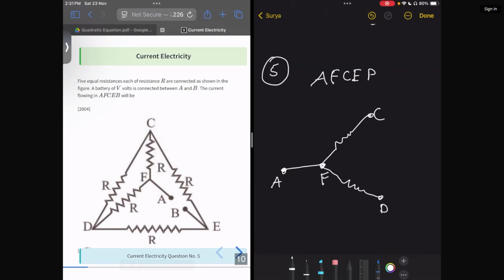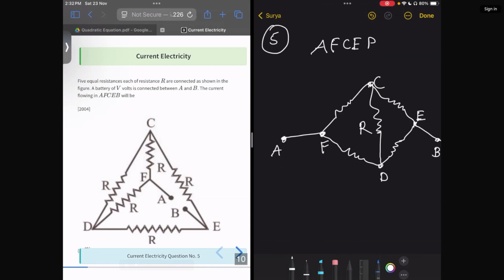From A to F, there is a R. From F there is a C and there is a D. Then C to E, there is a R. Okay, from C to D, there is another resistance R. Again E is connected to B, and E and D are connected through R. So this is the diagram.